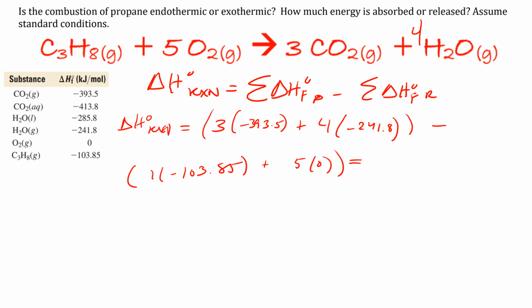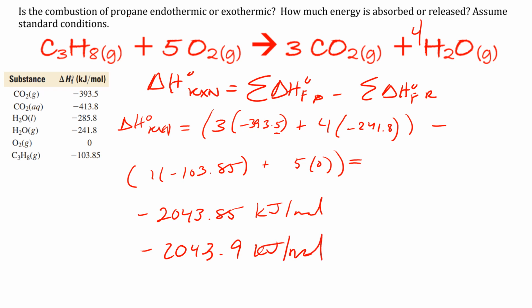I do my math, and I will end up with negative 2,443.85 kilojoules per mole. And if you look at all of our numbers, the one with the least amount of decimal places, except for the 0 obviously, has 1 decimal place. So negative 2,403.9 kilojoules per mole.